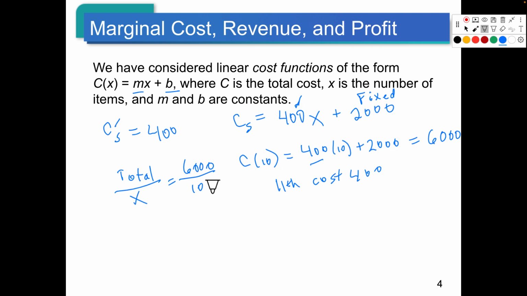If we make more, the average cost should go down, right? Because we're eating up those fixed costs. So if I did it with 11, I'd take 6,400 divided by 11. The variable costs still get in there, but average cost is taking your total and dividing by however many you made. Sometimes the homework's going to ask for that, and they'll write it as C sub A, with a bar over the C.